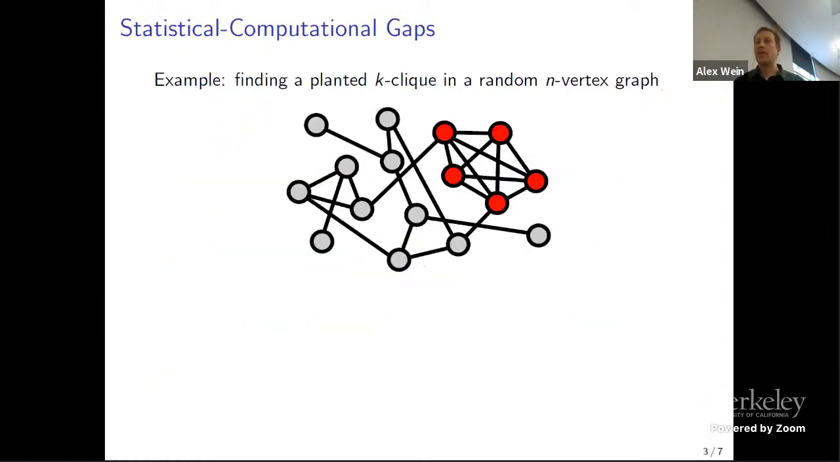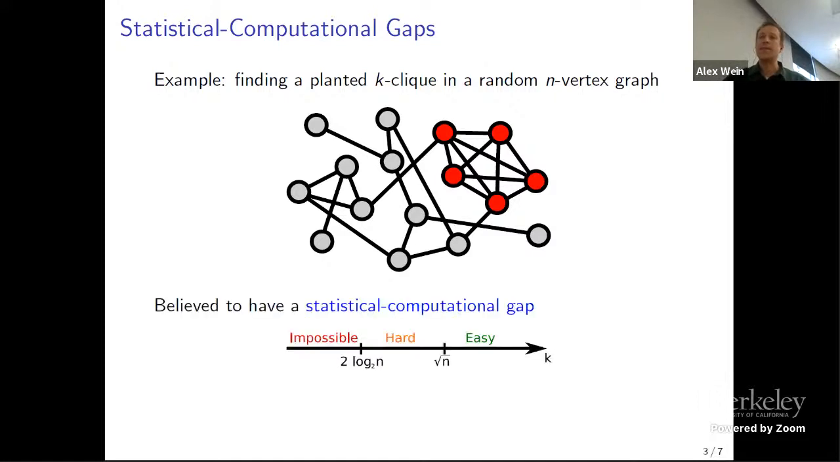So here's a concrete toy example for this kind of setup. Imagine that the data is a random n-vertex graph. Let's say every edge occurs with probability 1/2. And now the signal part is a clique planted on k vertices. That just means I connect all of those vertices to each other, like the ones shown in red here. And so the goal is that I give you this graph, and you need to find the clique.